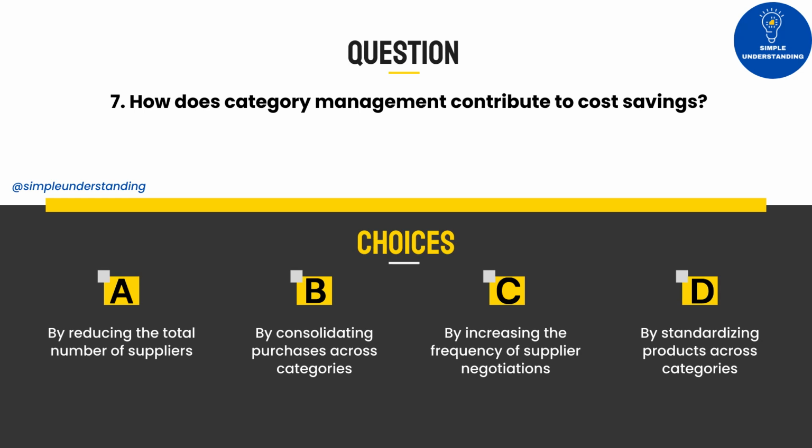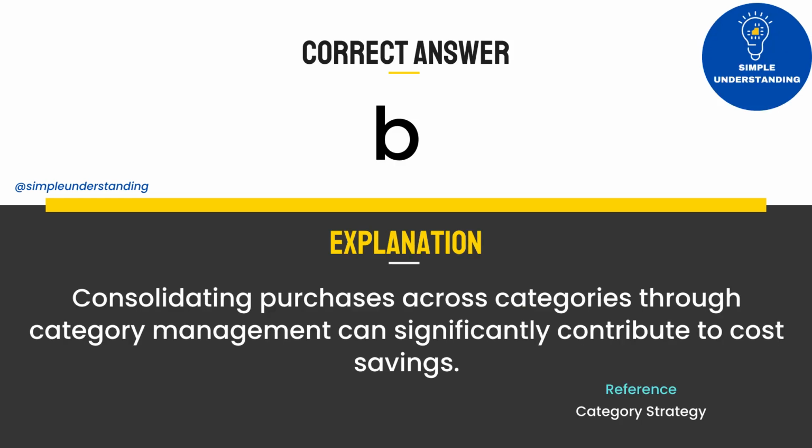7. How does category management contribute to cost savings? A. By reducing the total number of suppliers. B. By consolidating purchases across categories. C. By increasing the frequency of supplier negotiations. D. By standardizing products across categories. Correct answer B. Explanation. Consolidating purchases across categories through category management can significantly contribute to cost savings.